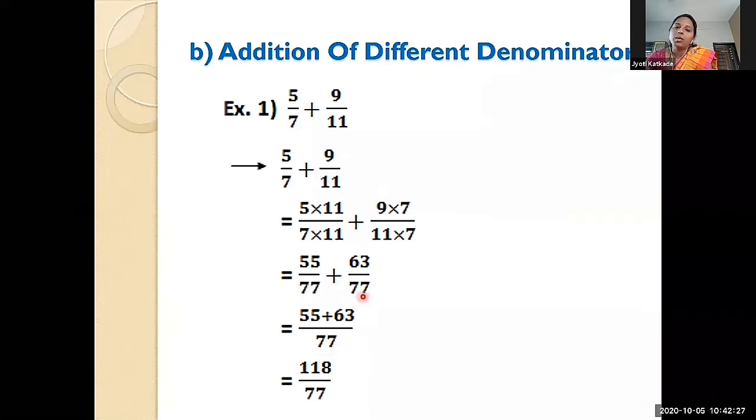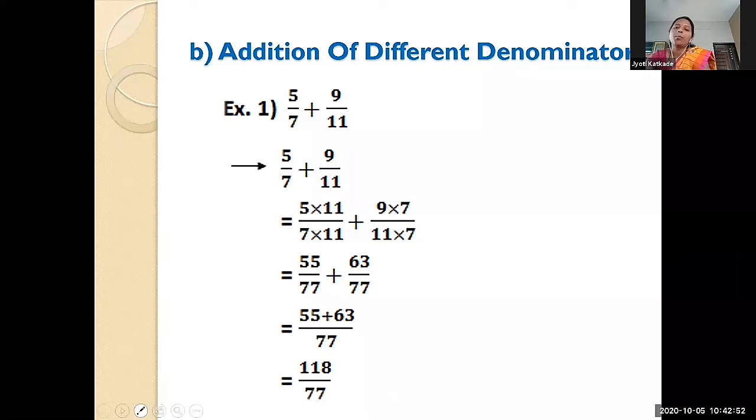Then add the numerator value with numerator. 55 plus 63, we get 118 divided by 77. Then add different denominators in this way.